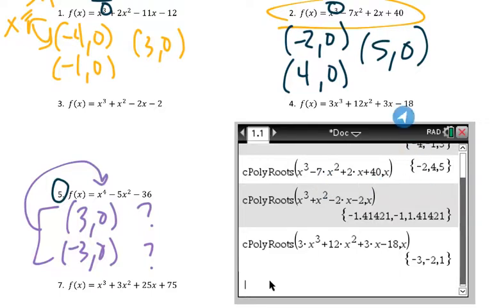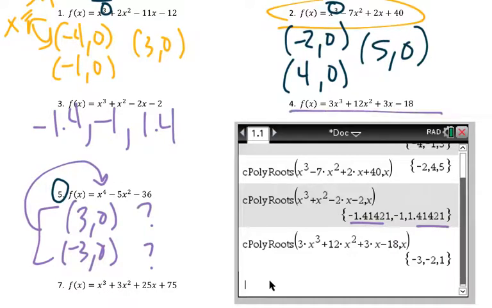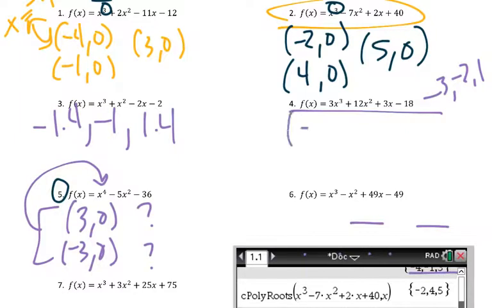So I keep doing that. Here's number 2, I typed it in the same way. There's our answers. Then number 3, there's our answers. Now these are the decimals they didn't want you to deal with, but -1.4, -1, and +1.4. And number 4, same idea. -3, -2, and 1. Or in other words, (-3, 0), (-2, 0), and (1, 0).